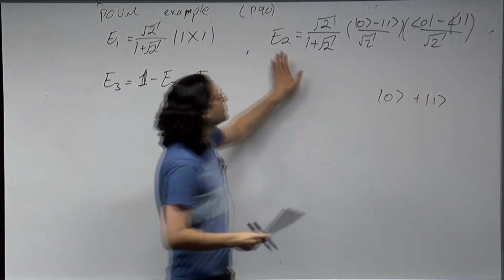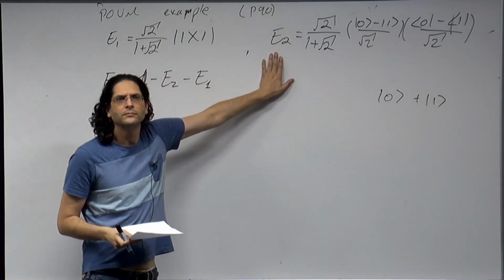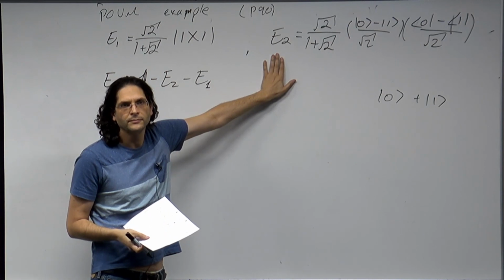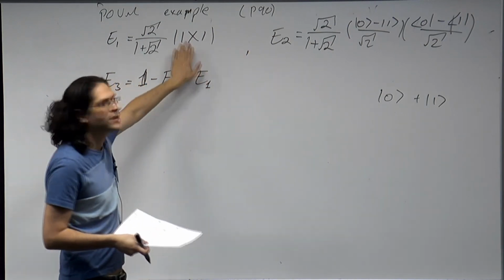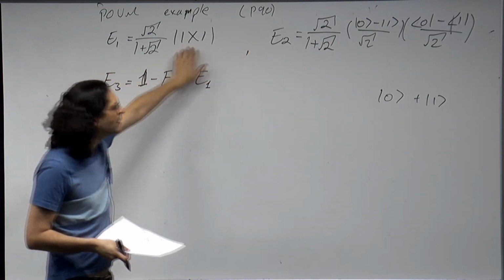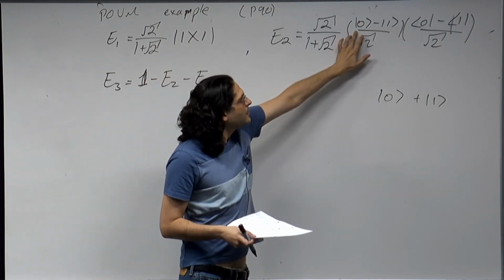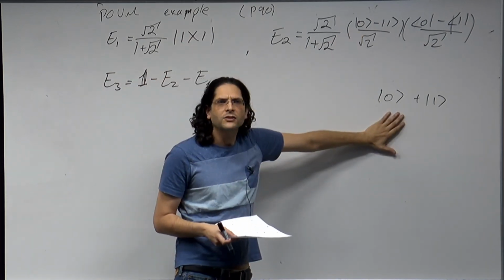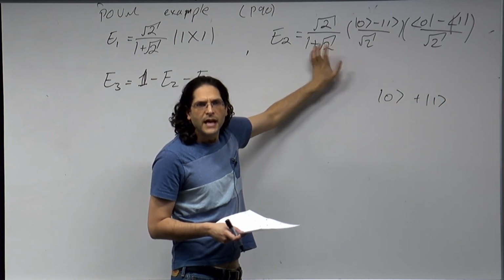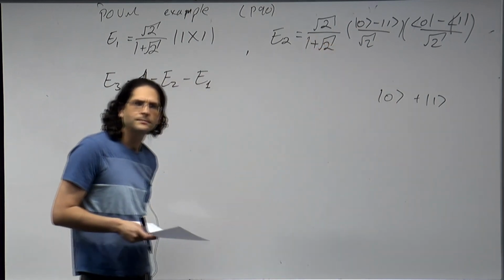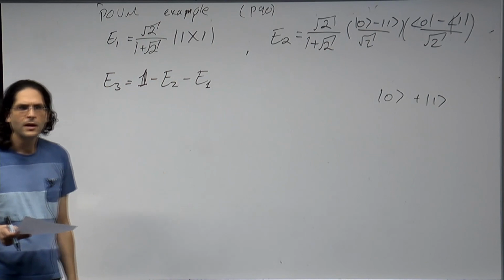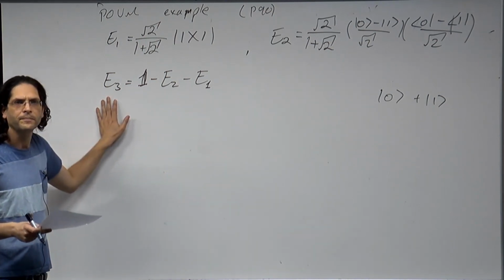If I send the state 0 plus 1, I will never get the result 2 because it's orthogonal to it. Right? This state is orthogonal to that state, so I will never get this result if that state was sent. And in some cases, I will get 3.